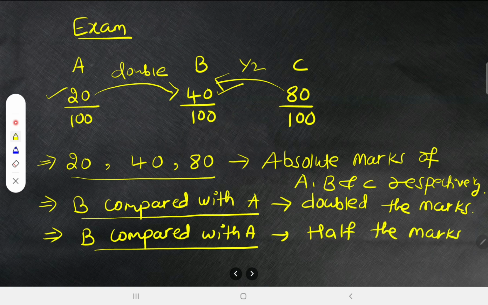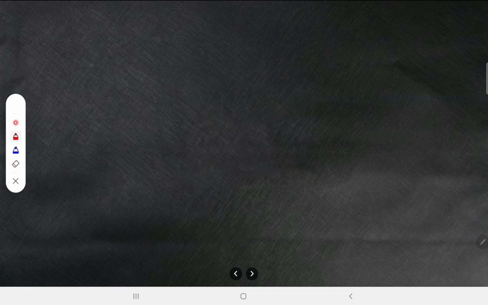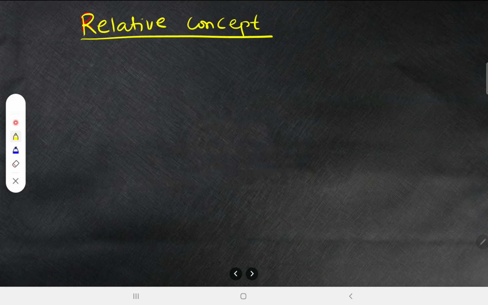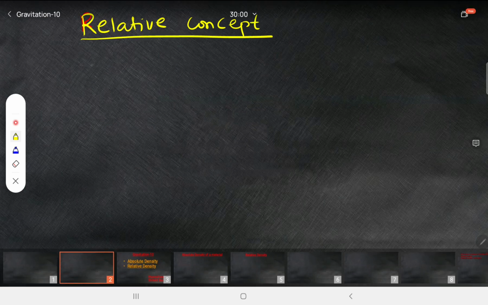So whenever they are working absolutely with the things, there is no doubt about that. Whatever they have got, that is their absolute marks. But whenever they are comparing, so this doubled, this half, that brings us to a concept like relative marks. What is the name of the concept, dear young minds? The concept is relative. The relative concept is very, very important in physics. All right. So what is the meaning of relative?